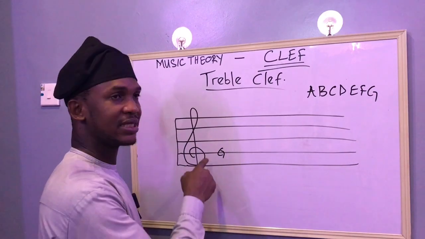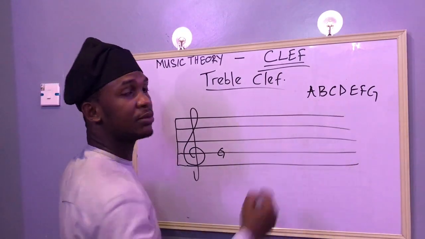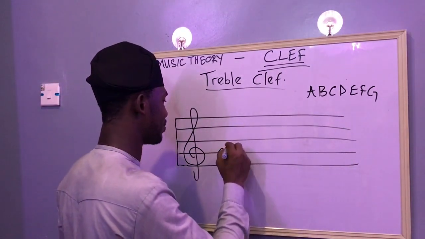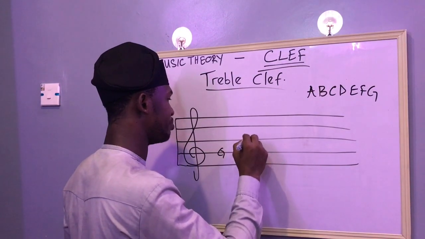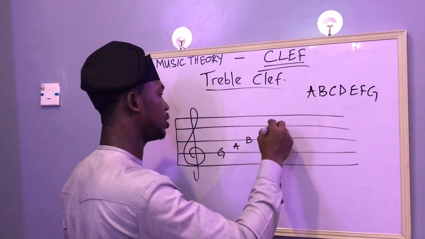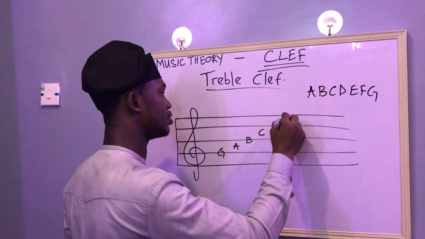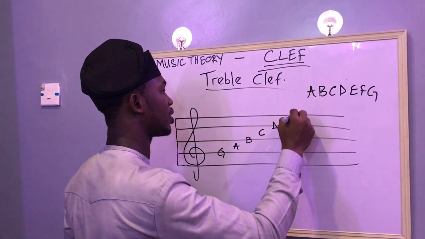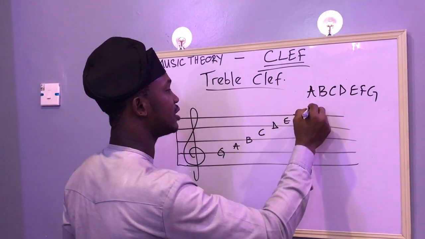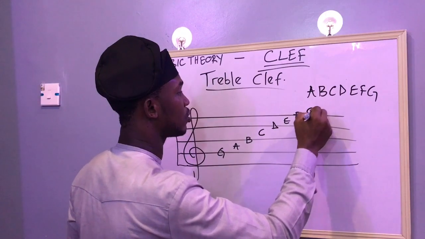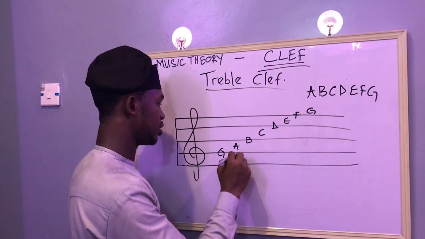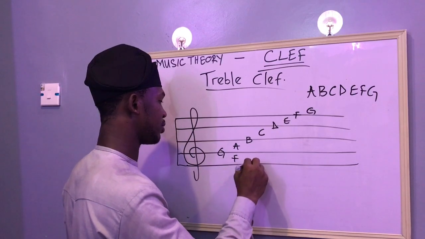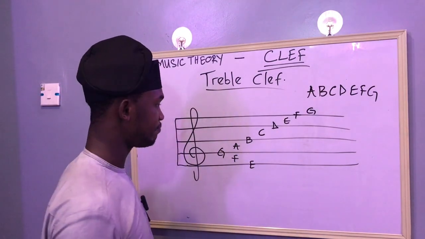And remember we use A to G in music. That means this space will be called A, this line will be called B, this will be called C, this will be called D, this will be called E, this will be called F. The space above the staff is also called G because it keeps going. Before G, the space will be called F, and this place will be called E.